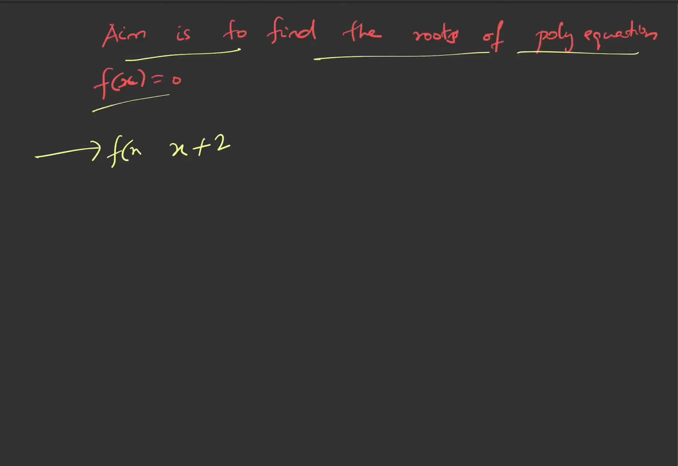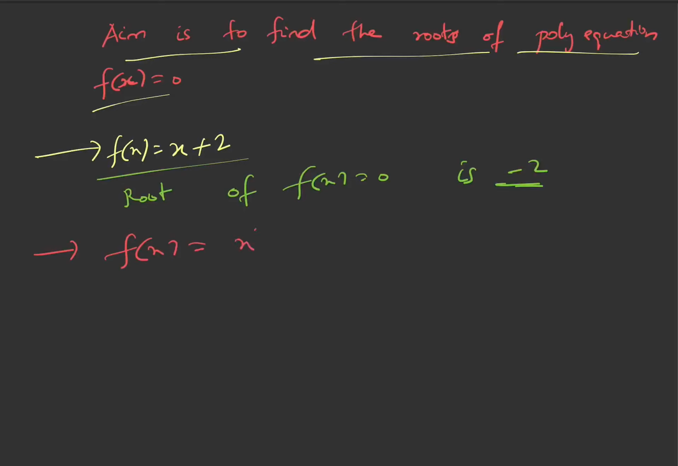For example, if I take a linear polynomial, f of x is x plus 2, then clearly the root of f of x is equal to 0 is minus 2. So you can easily solve linear equations and you can also solve quadratic equations. We know the formula to solve a quadratic equation. We can either solve by factorization or by using the formula minus b plus minus root b square minus 4ac by 2a, right? If x square minus 5x plus 6 is equal to 0, then I know how to solve it. x is equal to 2 and 3 will be the roots.